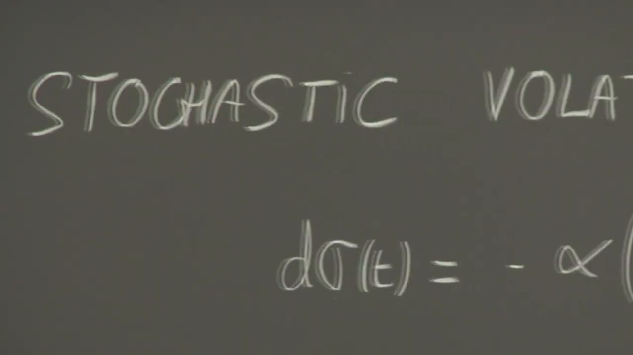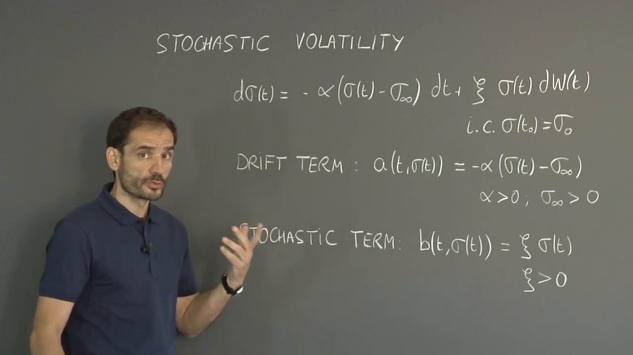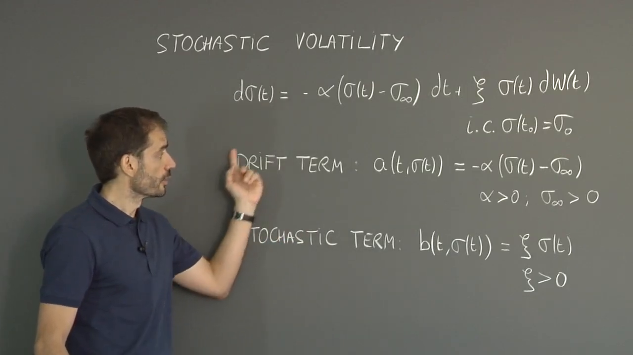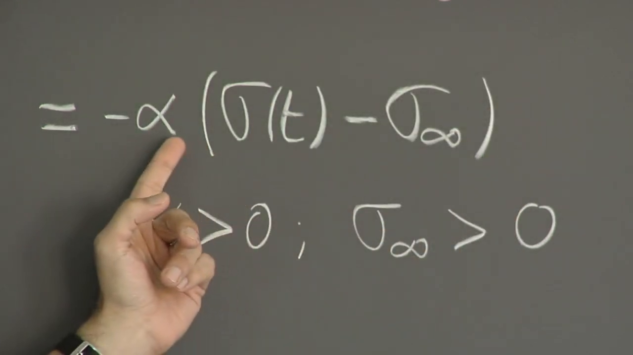Let's analyze in detail the differential equation that describes the stochastic volatility process. The stochastic differential equation has two terms. The deterministic or drift term has a reversion to the mean form.